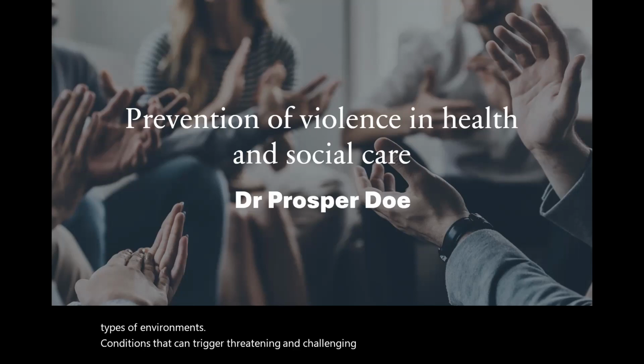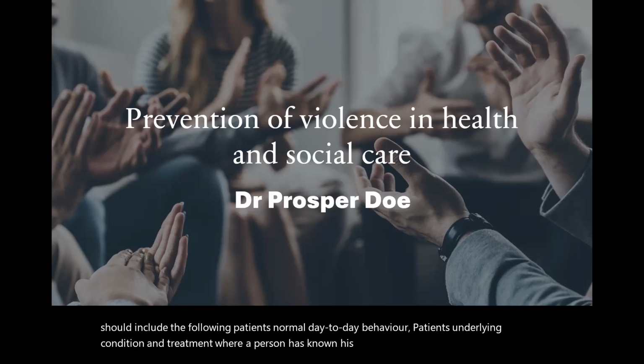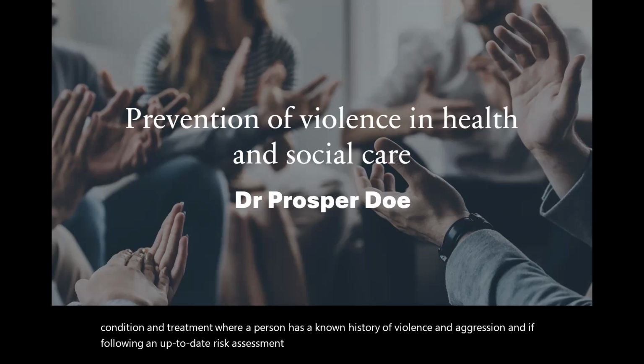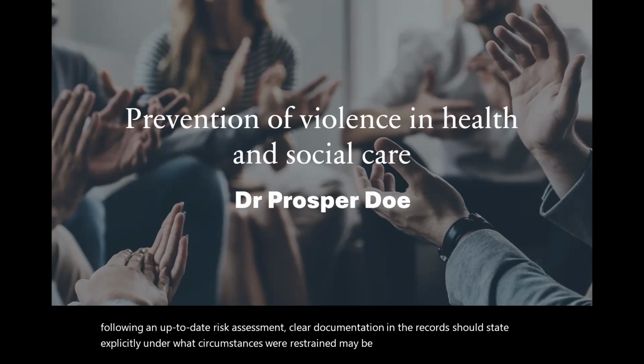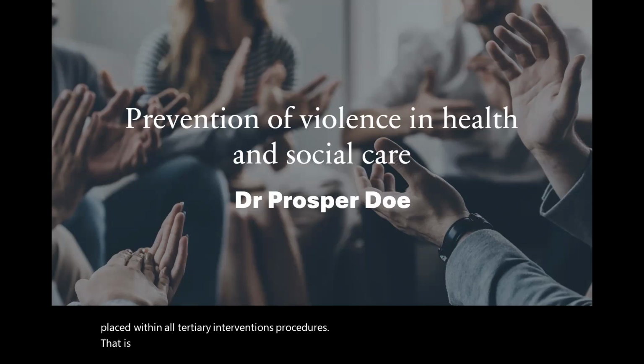The risk assessment should include the following: patient's normal day-to-day behavior, patient's underlying condition and treatment, whether a person has a known history of violence and aggression, and whether it is following an up-to-date risk assessment. Clear documentation in the records should state explicitly under what circumstances restraint may be used, and that suitable safeguards are placed within all tertiary intervention procedures, that is aftercare and health monitoring.